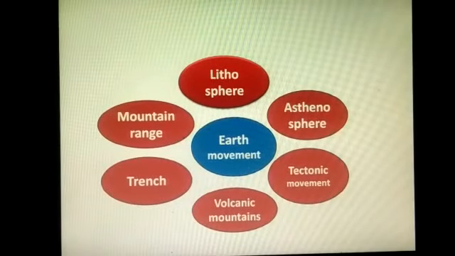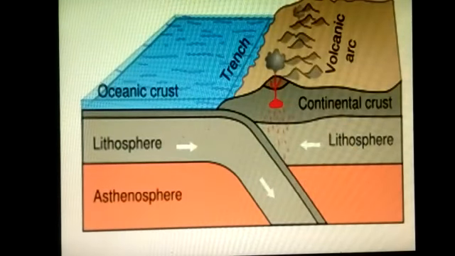Next we see earth movement. The lithosphere is broken into a number of plates known as lithospheric plates. Each plate, oceanic or continental, moves independently over the asthenosphere. The movement of the earth's lithospheric plates is termed tectonic movement. The energy required to move these plates is produced by the internal heat of the earth. These plates move in different directions and at different speeds.